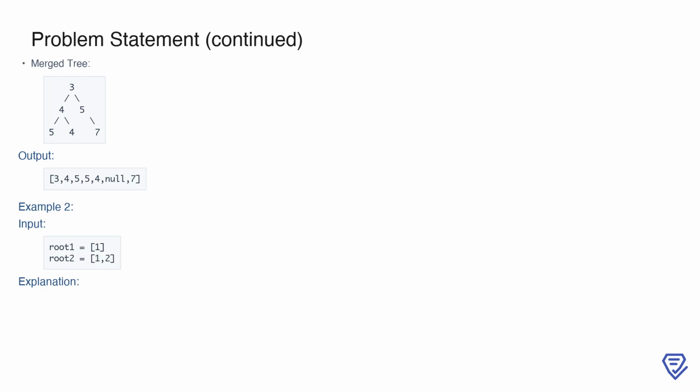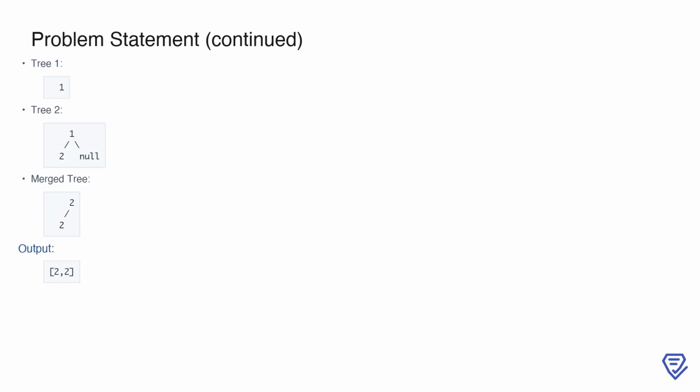Similarly, the right child of 1 in the second tree, 4, and the right child of 3 in the second tree, 7, are added directly to the merged tree. The output for this example is a tree with the structure: 3 is the root, 4 and 5 as its left and right children, respectively, 5 and 4 as the left and right children of 4, and 7 is the right child of 5. The final output array representation of this tree is 3, 4, 5, 5, 4, null, 7.